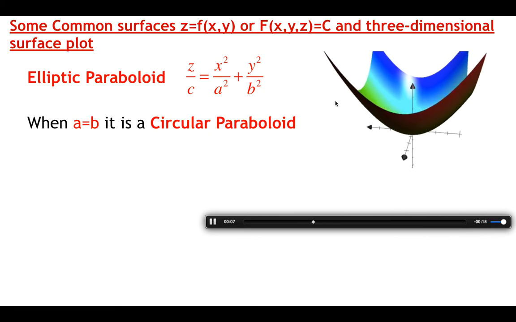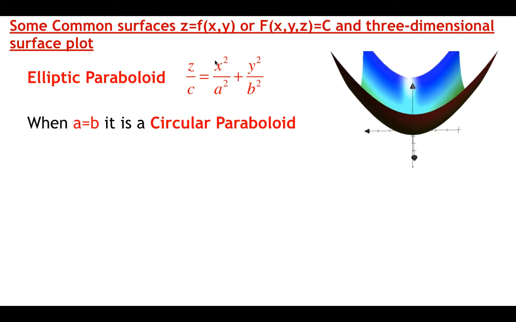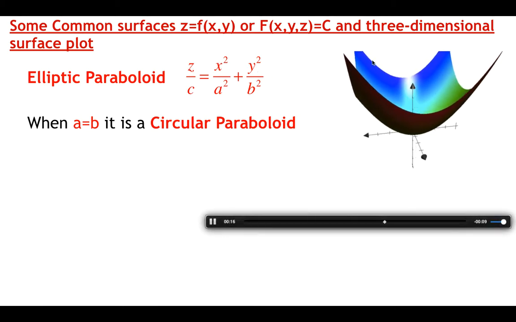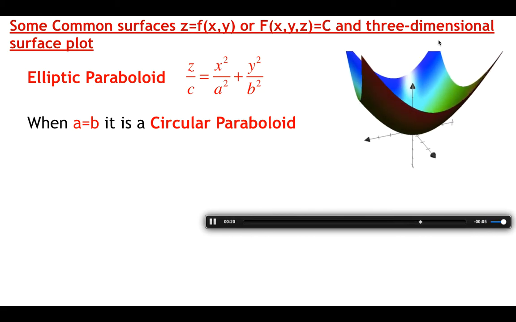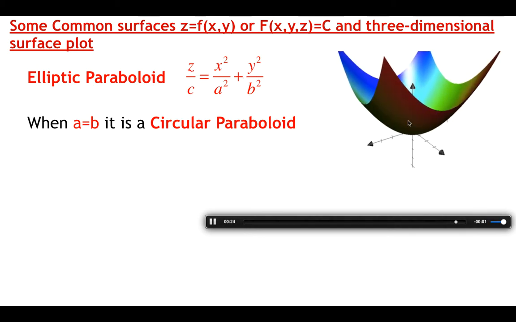If y is fixed, it is like z is equal to x square, and if x is fixed, it is z is equal to y square. So we get the parabola z is equal to x square or z is equal to y square. And for a fixed z, it is like an ellipse. At a fixed height it will form an ellipse here. In this case a equals b, so it is forming a circle here.